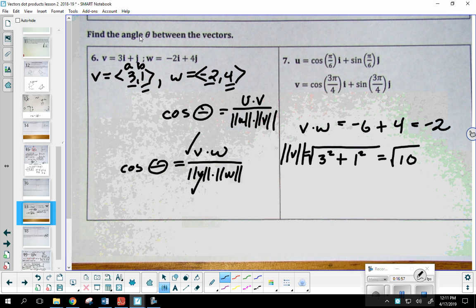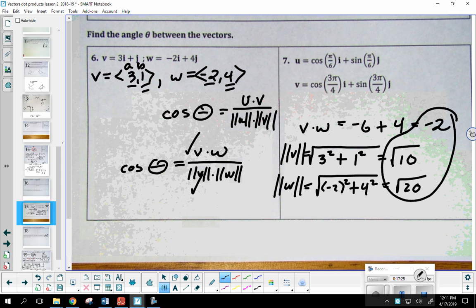So I need the magnitude of w. This is the square root of, and we're still on number 6, a, that would be -2 squared, plus b squared, 4 squared, the square root of 20. Now this is the one time we won't worry about simplifying the radical if you're finding the angle between the two vectors. I would just leave it like that. So I need these 3 items put into this formula right here.